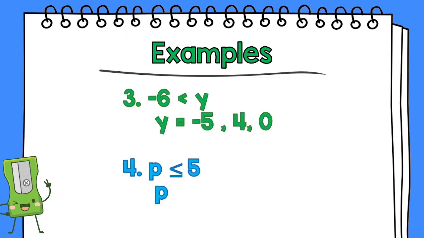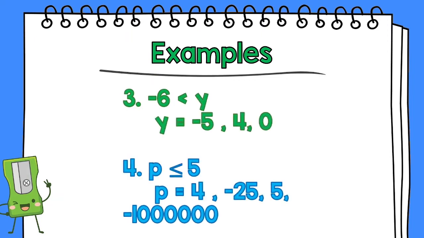Now some more examples. Negative 6 is less than y. So y is any number which is greater than negative 6. Here we have just swapped things. Previously we had the variable on the left side and the number on the right side, but here we have the number on the left side and the variable on the right side. So y can be negative 5, 4, or even 0.